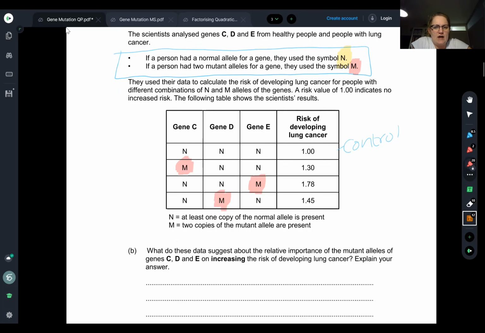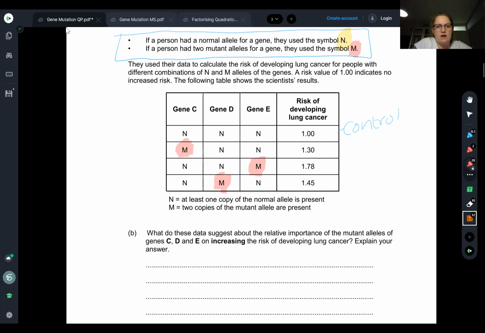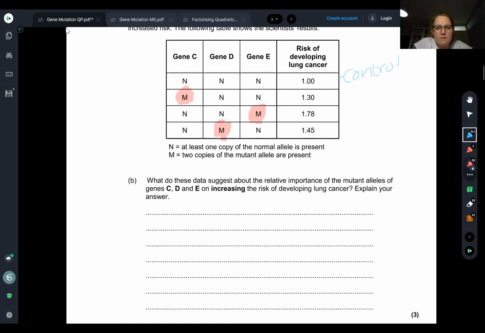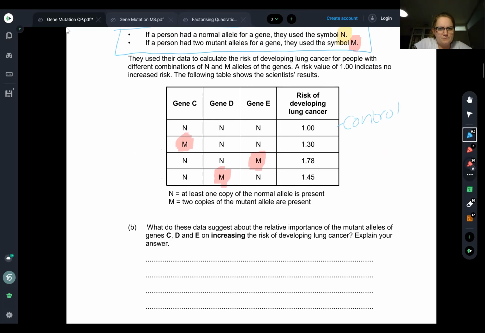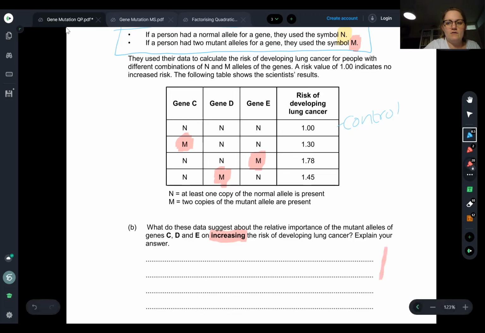So what does the data suggest about the relative importance of the mutant alleles of C, D, and E increasing the risk of developing lung cancer? And it asks you to explain your answer. Now let's have a look how many marks this is. It's a 3-mark question. So we want basically 3 points about this, and it asks you to talk about C, D, and E. It's really clear. And again, they've highlighted it there for you, so you should know the risk of developing lung cancer, and explain your answer. Let's scroll this up and have a go at answering this.